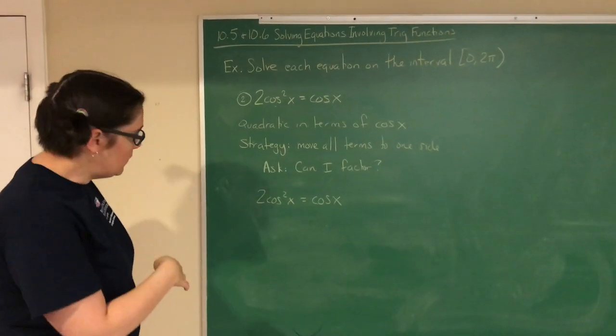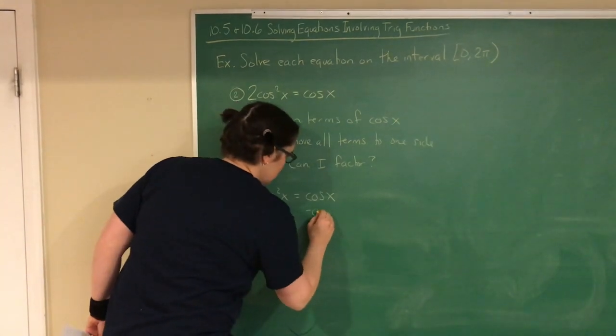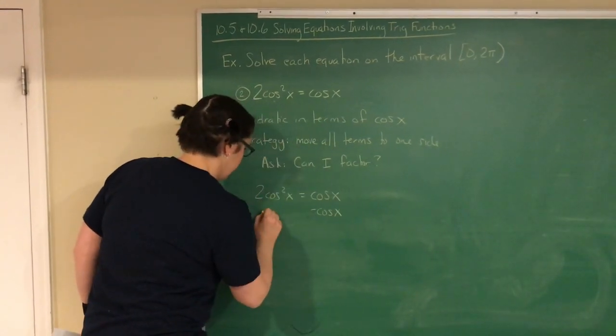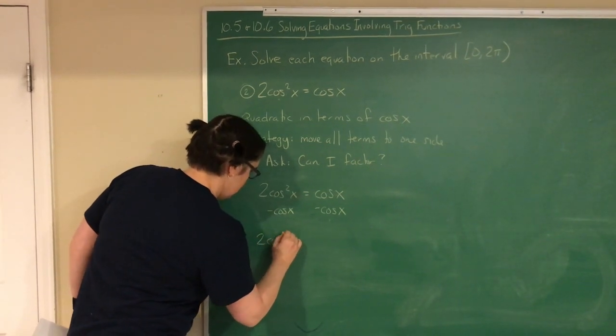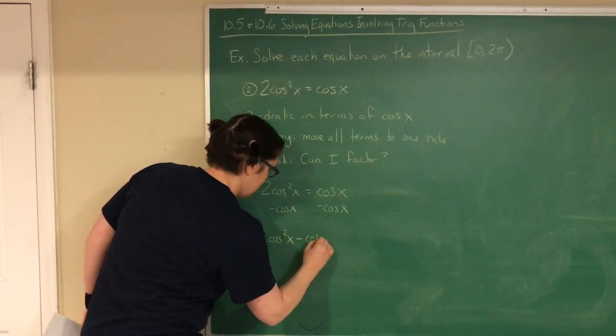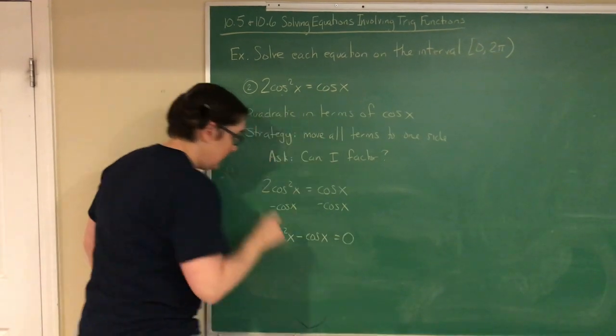Okay, so in this case, we have 2 cosine squared x equals cosine of x. So I want to move everything to one side. So I'm going to subtract cosine of x from both sides. And so I have 2 cosine squared x minus cosine of x equals 0.